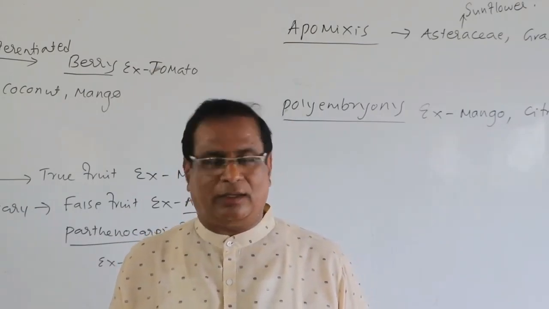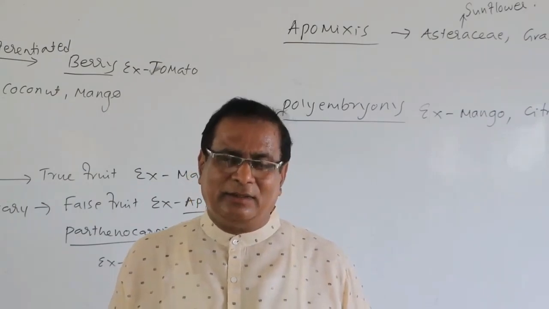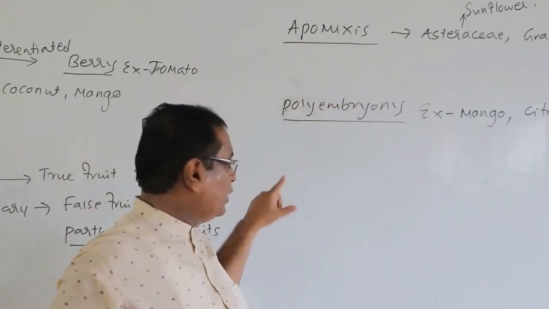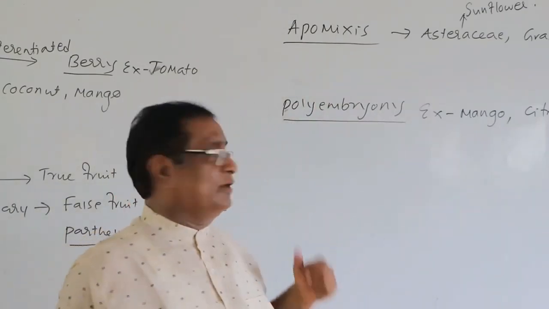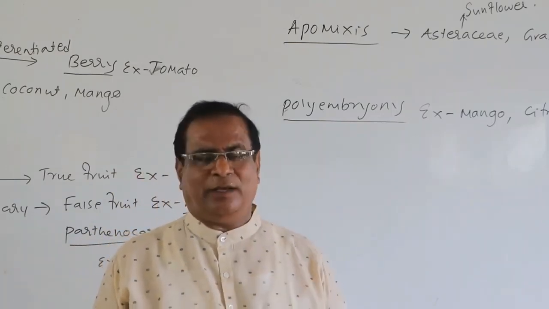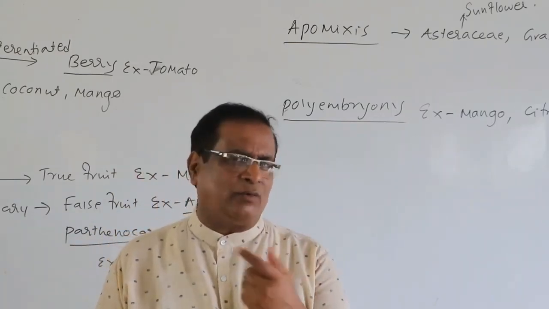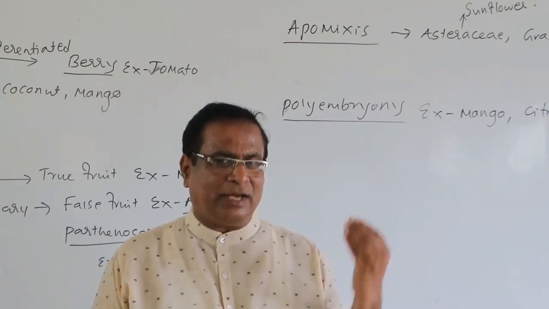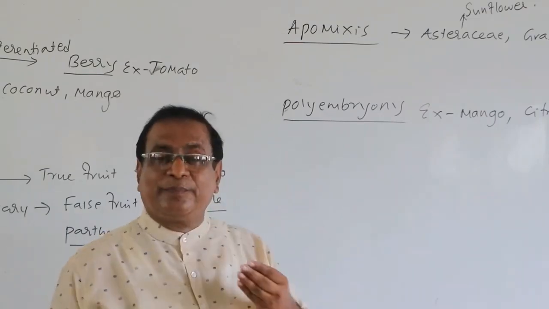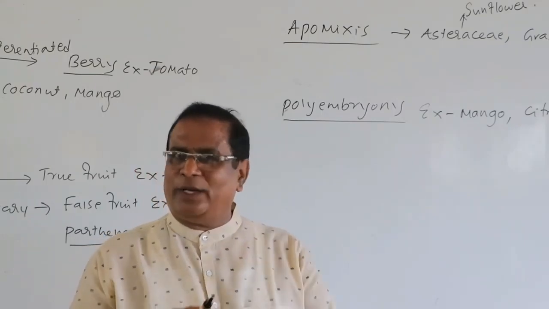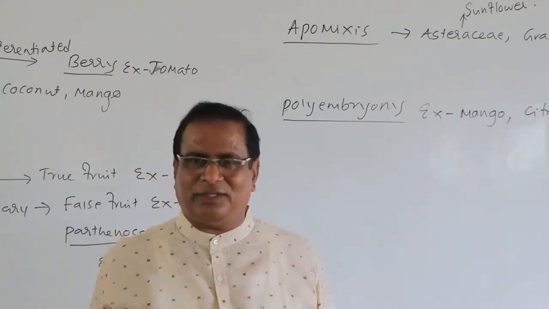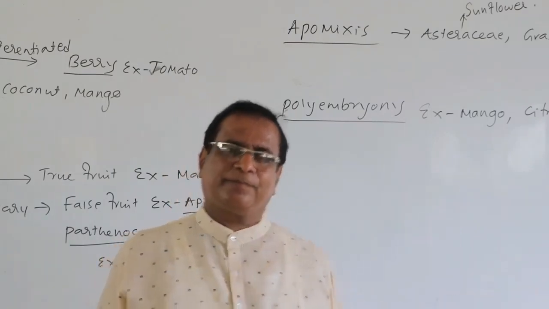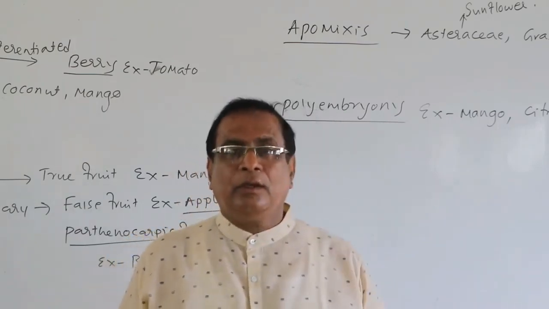But plant breeders are doing lots of work on apomixis and also polyembryony. Apomixis is a type of asexual reproduction where seeds are formed without fertilization, so if this kind of apomictic hybrid seeds are used, there would be no chance of segregation of characters, so that the same seeds can be used for many generations as well.